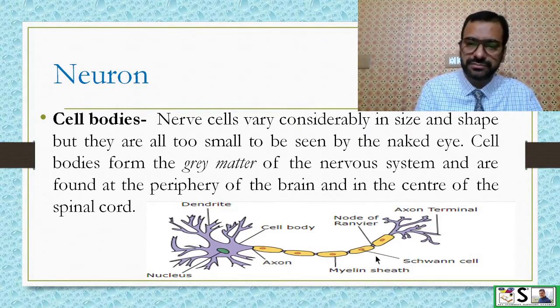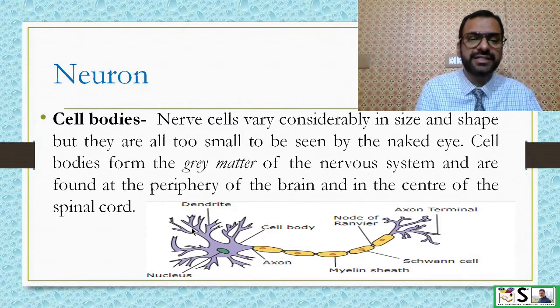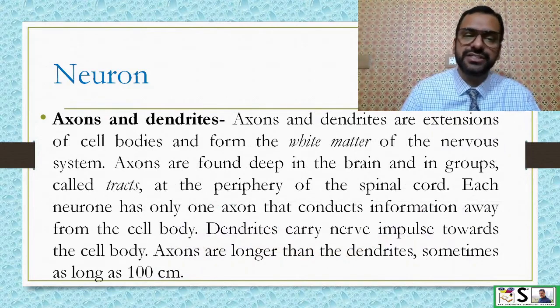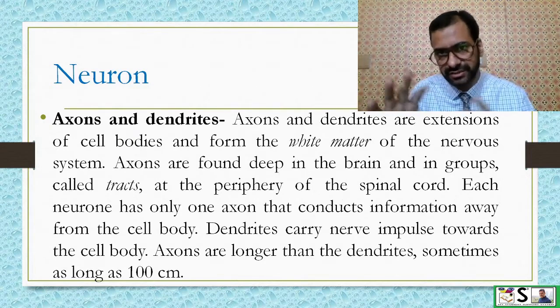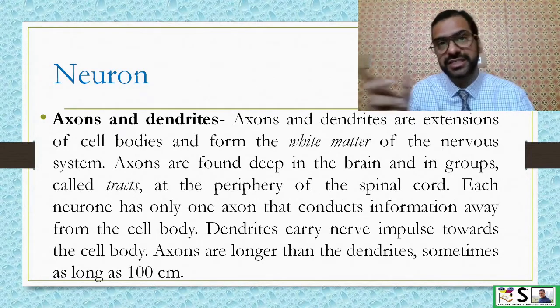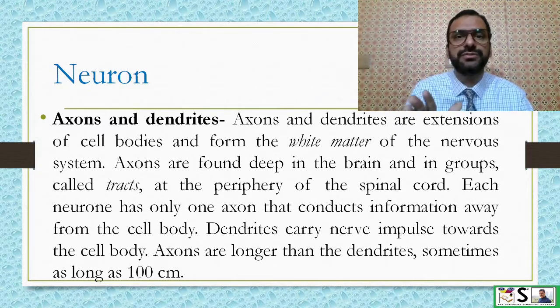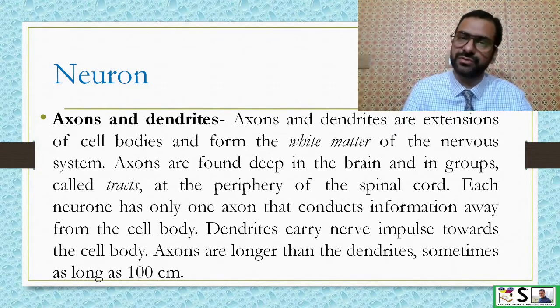So this is the structure of a neuron. Here one part is the cell body, this is the axon and these are dendrites. Axons and dendrites are extensions of the cell body and form the white matter of the nervous system. What is gray matter and white matter? These will be discussed in the next lecture in detail. You should keep in mind that the cell body forms gray matter and the axons and dendrites form white matter.